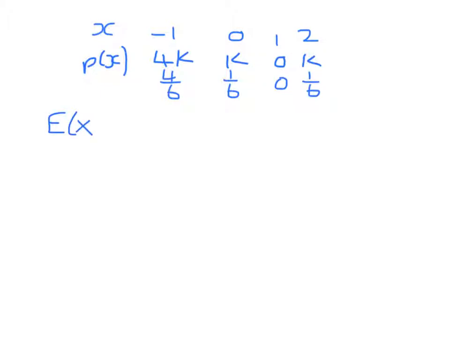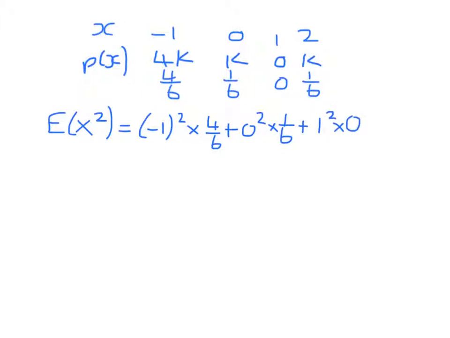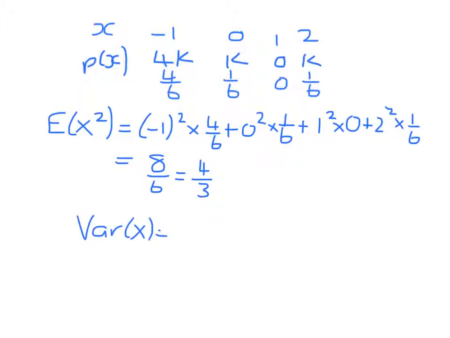And then asked to work out the variance. So first thing I'm going to work out is the expectation of x squared. So that's -1 squared times 4/6, plus 0 squared times 1/6, plus 1 squared times 0, plus 2 squared times 1/6. And that gives us 8/6, which is 4 over 3. That tells me that the variance of x is the expectation of x squared minus the expectation of x all squared, and that gives us 11 over 9.